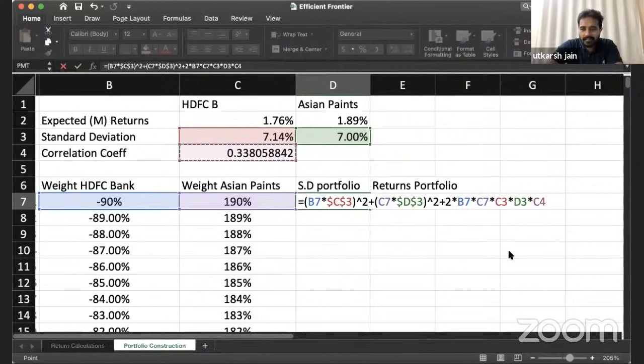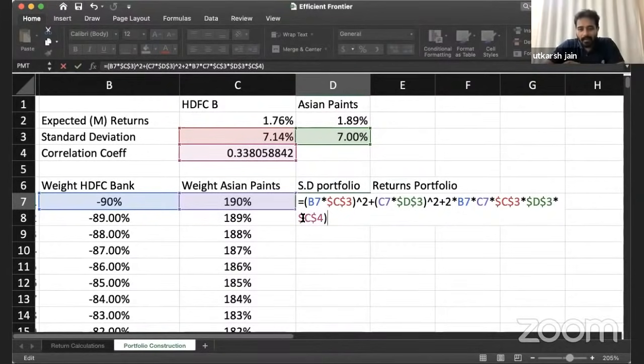So 2 into weight 1, weight 2, standard deviation 1, standard deviation 2 into correlation coefficient. Now tell me, what should I freeze in this last term? Do I need to freeze anything? Yes, obviously I have to freeze those standard deviations, which are in cells C3 and D3, because when I copy paste, I want Excel to pick up the same number in all the formulas. So I've frozen them. How about correlation? Do you think I need to freeze it? I should, right? Because when I copy paste again, we want it to pick up the same correlation number.